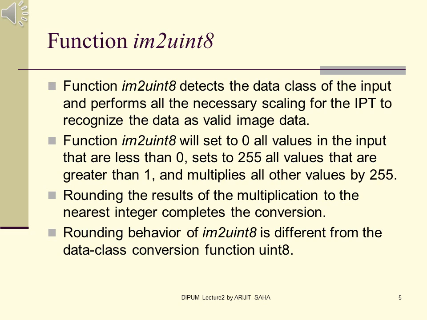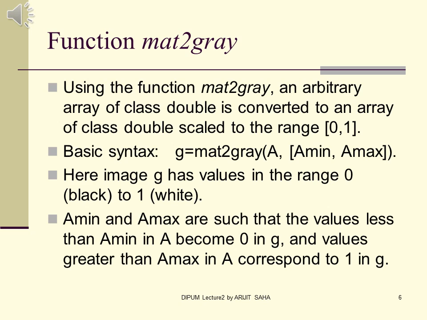Similarly, function im2uint8 will set to 0 all values in the input that are less than 0, set to 255 all values that are greater than 1, and multiply all other values by 255. Rounding the results of the multiplication to the nearest integer completes the conversion. The rounding behavior of im2uint8 is different from the data class conversion function uint8. What is function mat2gray?